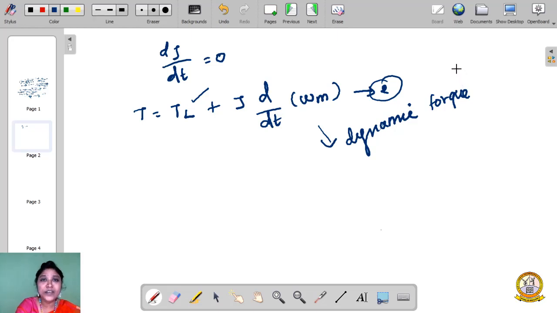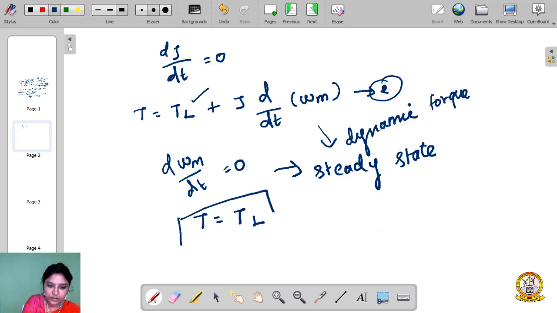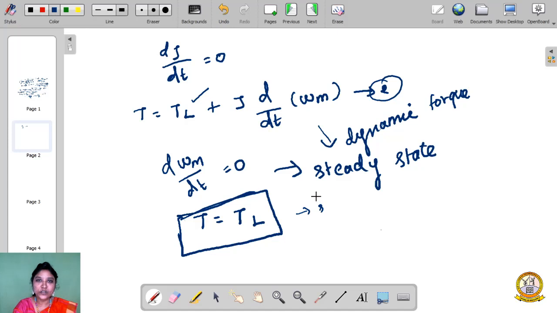Now we are going to derive the steady state equilibrium. For steady state condition, d omega m by dt is equal to 0. So T is equal to TL. For equilibrium condition, the motor torque should be equal to the load torque. We call this steady state equilibrium. Now we are going to illustrate with some examples.